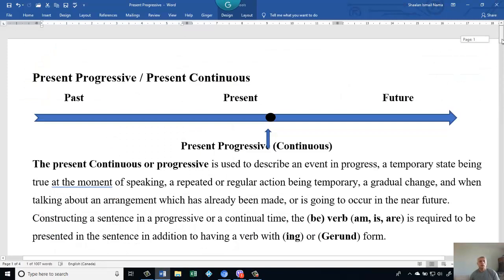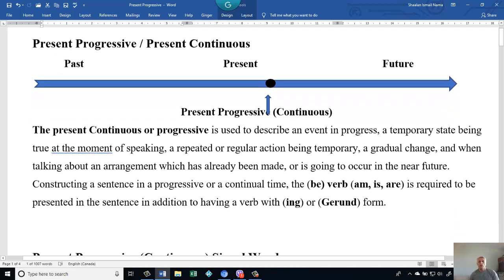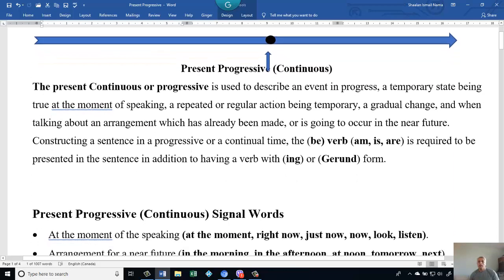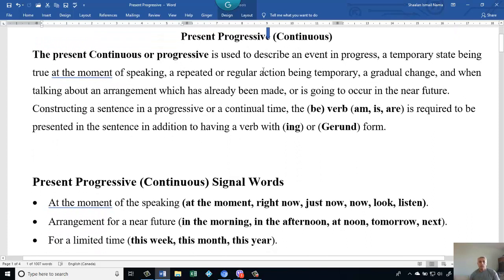Today our lesson is the present progressive, or present continuous. The present progressive, sometimes we say present continuous, is used to describe an event in progress, a temporary state being true at the moment of speaking, a repeated or regular action being temporary, a gradual change, and when talking about an arrangement which has already been made or is going to occur in the near future.